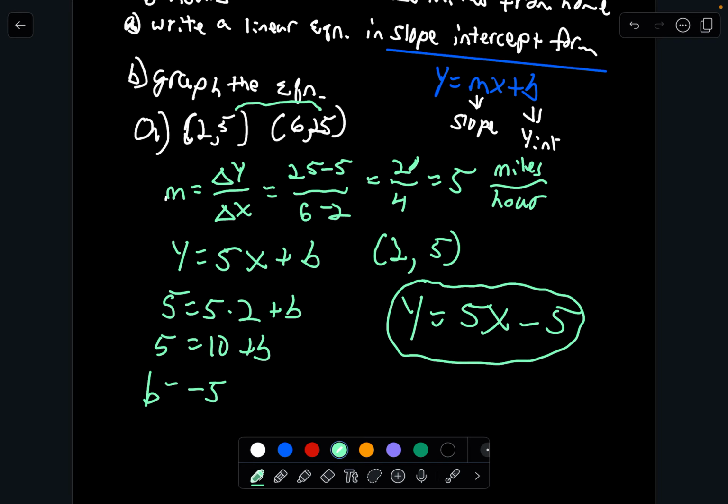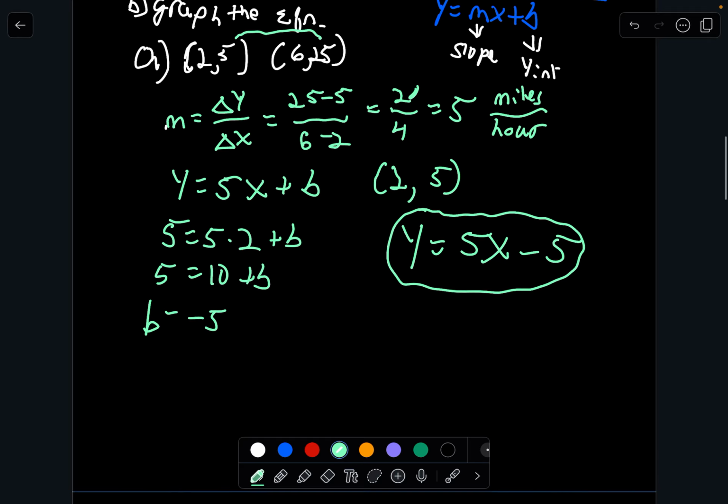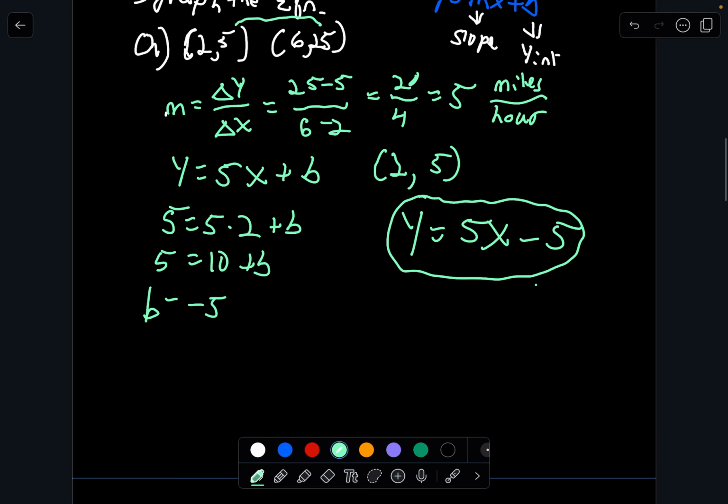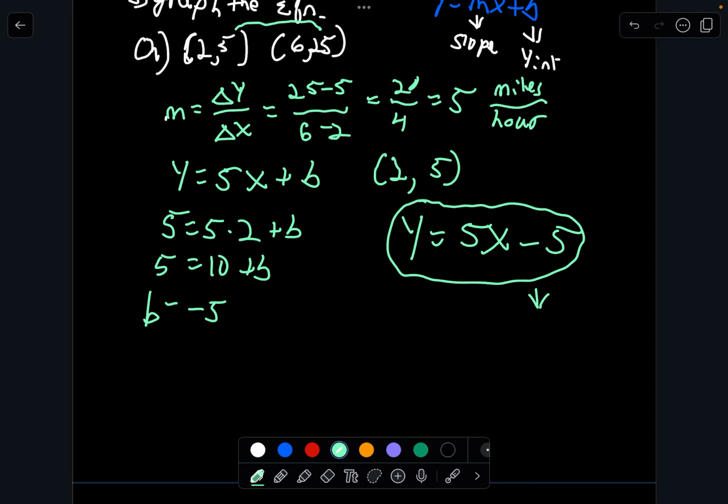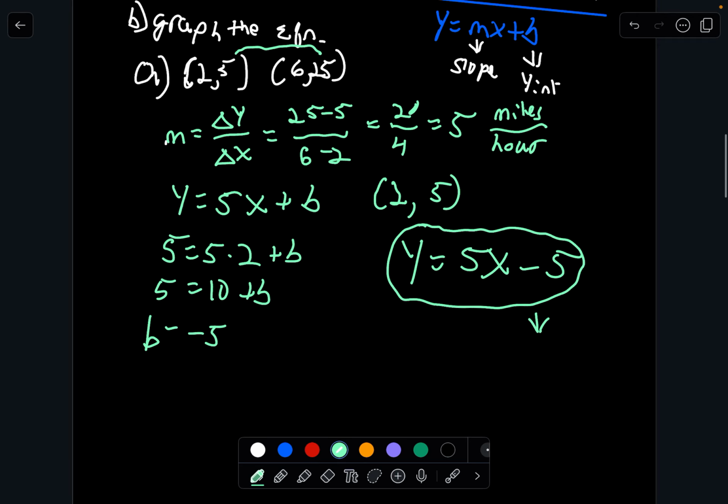I made this up on the spot, so it's kind of interesting how my slope came out to be 5 and my y-intercept came out to be negative 5. The physical meaning of the y-intercept being negative 5 is that at the beginning of your trip, when t equals 0, you were actually 5 miles in the opposite direction from your home. So the negative sign makes the interpretation a little bit weird, but that's okay.